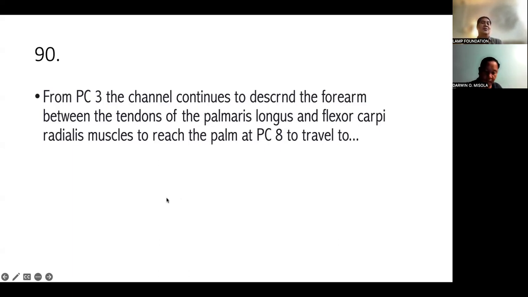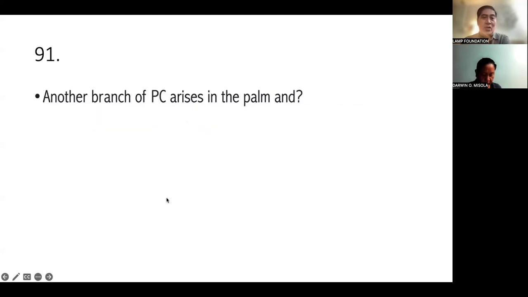Then this PC3 is very important. From PC3, the channel continues to descend the forearm between the tendons of the palmaris longus and flexor carpi radialis muscles to reach the palm at PC8 and travel to PC9, along the middle finger. Another branch of the PC arises in the palm and goes to the ring finger, because that is where the Sanjiao is. Now you see how they connect.